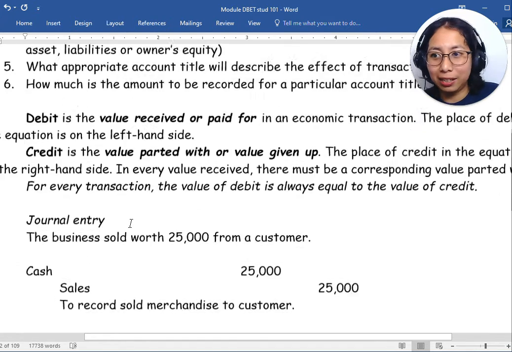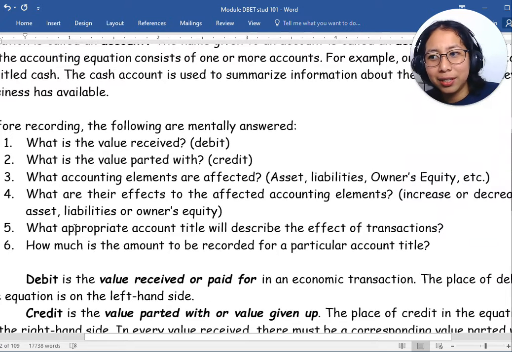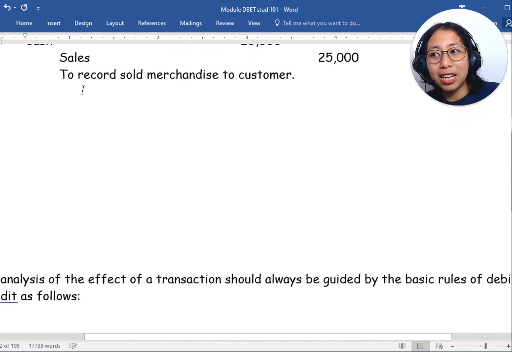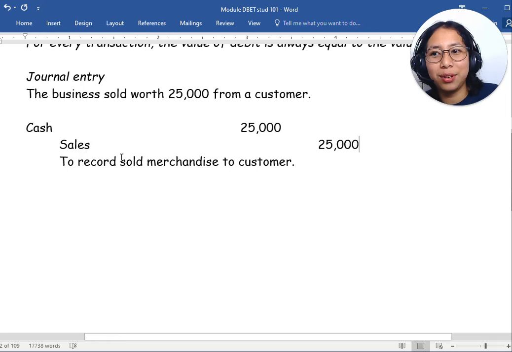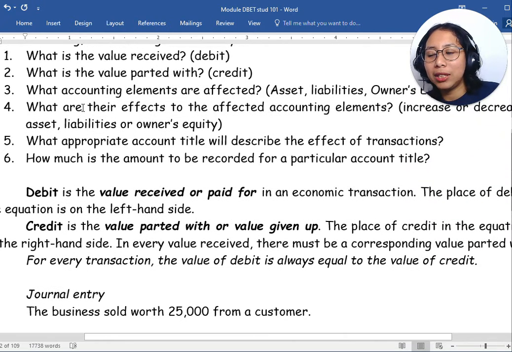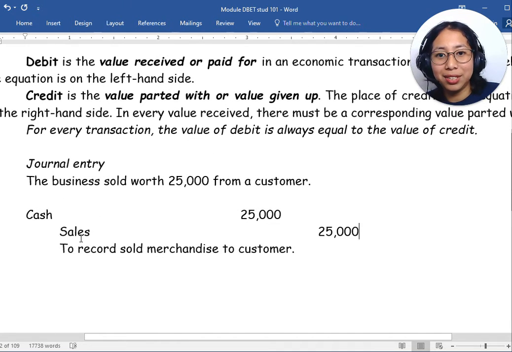So that's how we journal entry. We mentally answer these questions. Ano ang value na na-receive ko? Ano ang value na na-parted with? Ano yung accounting elements na affected? Cash is an asset. Sales is a revenue. And then, what are the effects to the accounting elements? It increases cash, it increases sales. So those are just an example.